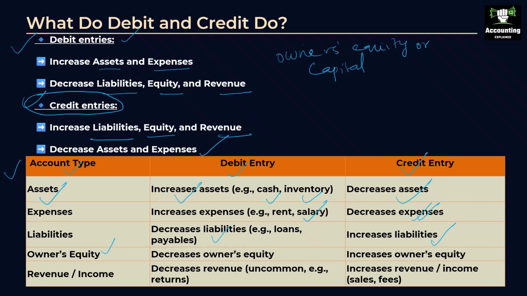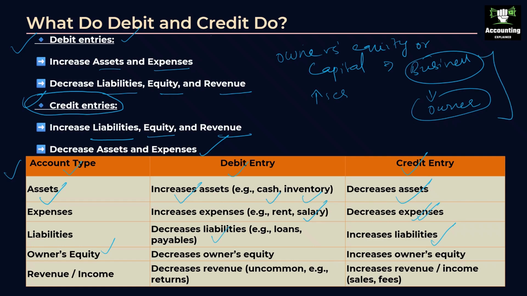When the owner brings money into the business, your capital increases. But in the real world, the business and the owner are considered different. They are not the same. So when the owner brings money into the business, the business is liable to pay back the owner when the business is closed. So the capital or owner's equity is considered a liability to the business.